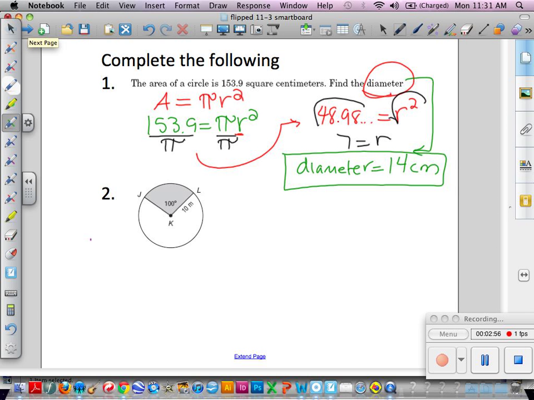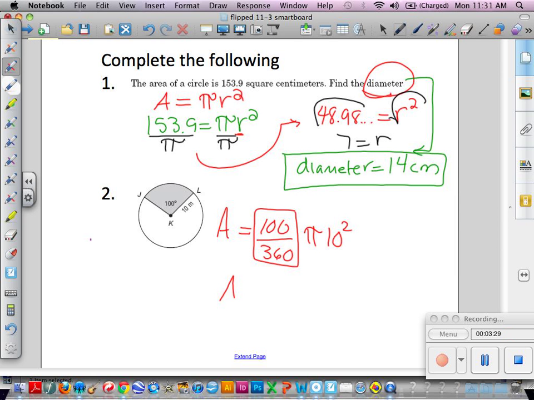Let's look at example number 2. In this problem, they're asking me to find a sector. So I'm going to use that formula for the area of a sector, which is the central angle, 100 degrees, over 360. So this is my fraction of my circle that I need. And then I need my pi and my radius squared, which is 10 squared. So now go ahead and punch that into your calculator. Take 100 divided by 360, use your pi button, times 10 squared, and we end up with 87.3 meters squared.